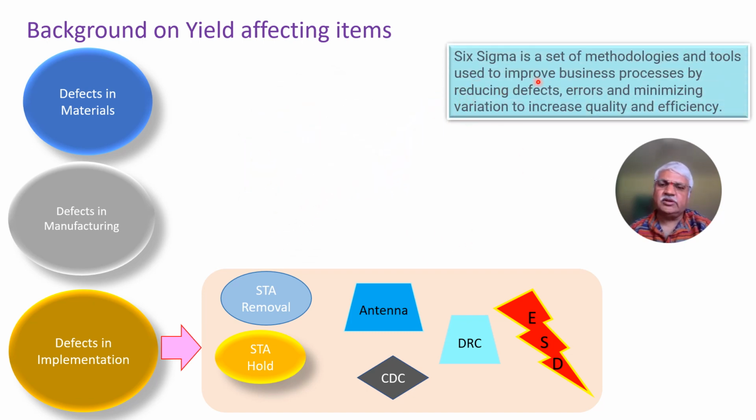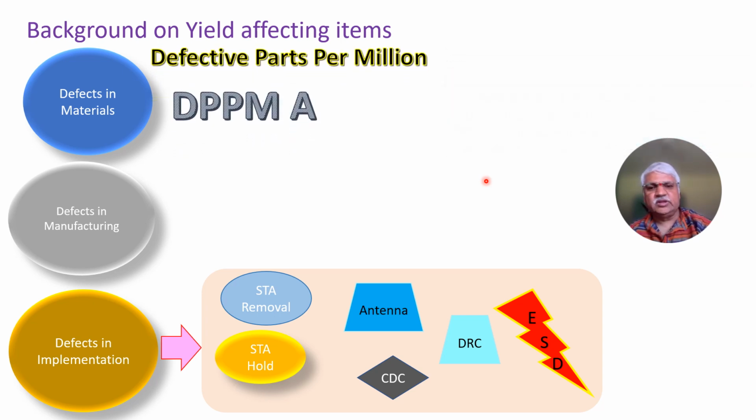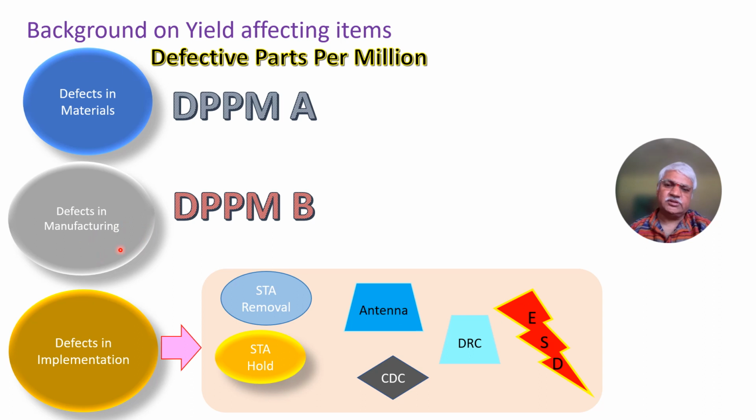Six Sigma tools and methodologies help business processes in reducing defects, and thus they improve quality and efficiency. If you see the defects in materials, the DPPM, assume the number is designated A. DPPM stands for defects per million parts. Similarly, there can be defects in manufacturing, assume it is represented by B, and in implementation by C.